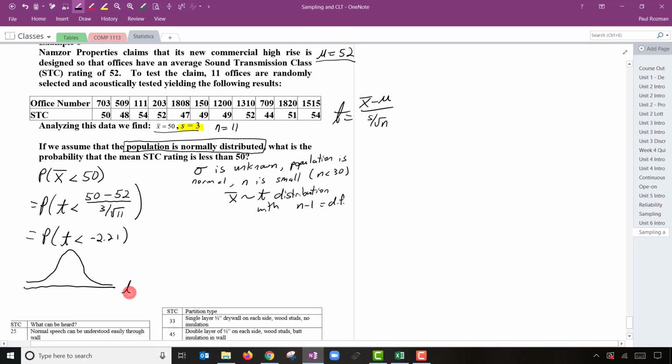Draw this out. Here's a t-distribution. Negative 2.21 is down here somewhere. And we want the area to the left of negative 2.21. I don't even have a negative table, so I'm going to just flip it over and find the area to the right of positive 2.21. Notice I didn't have to do 1 minus there because it's just symmetric. And now we just need to find this area using our t-table. So let's go back to that t-table and figure this out.